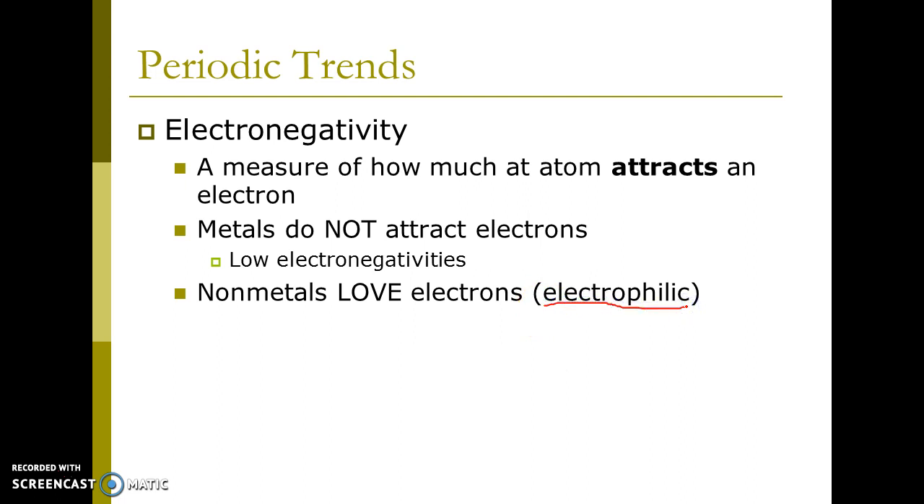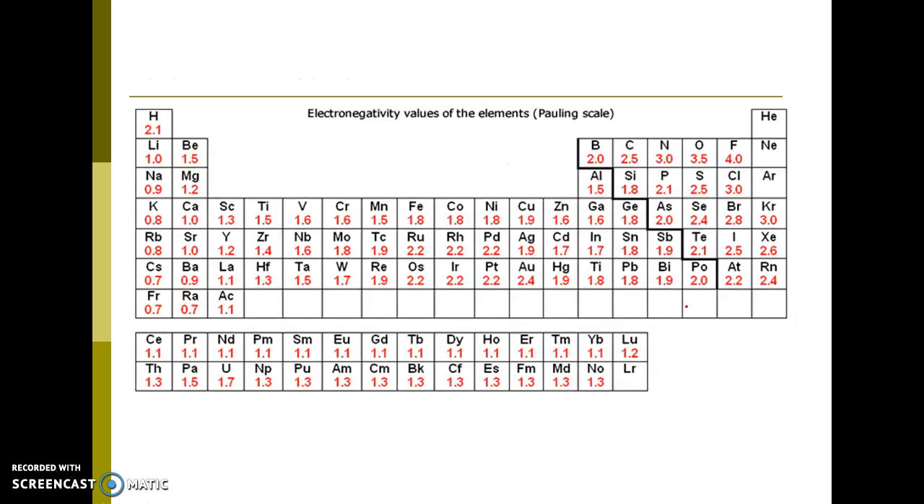And there's one atom in particular that loves electrons the most, and that is fluorine. Fluorine has the highest electronegativity of any atom on the periodic table. Fluorine has an electronegativity of 4. You should have received one of these periodic tables that tells you the electronegativities of each atom on the periodic table. Notice here with fluorine, we have an electronegativity of 4. And it is the highest of all the electronegativities on the periodic table.